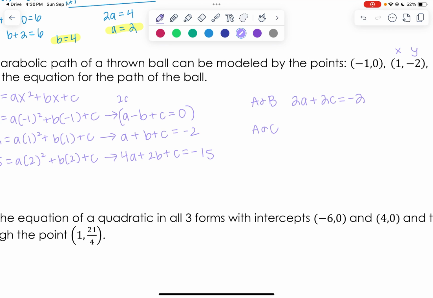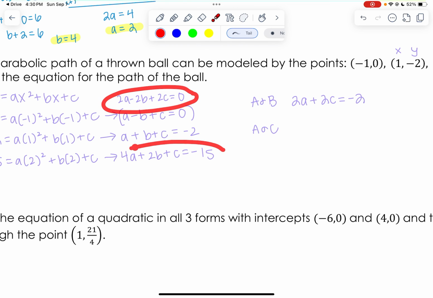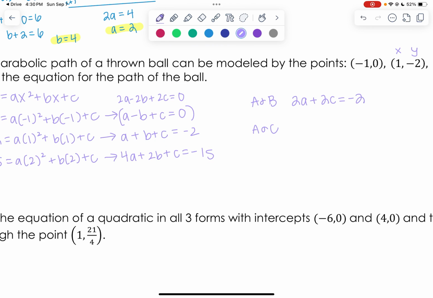So that would be 2a minus 2b plus 2c. Then 0 times 2 is just 0. And now when I add these ones together, b is going to eliminate. 2a and 4a makes 6a. 2c and c makes 3c equals negative 15. Okay, so a and c became 6a. B's canceled. Plus 3c equals negative 15.